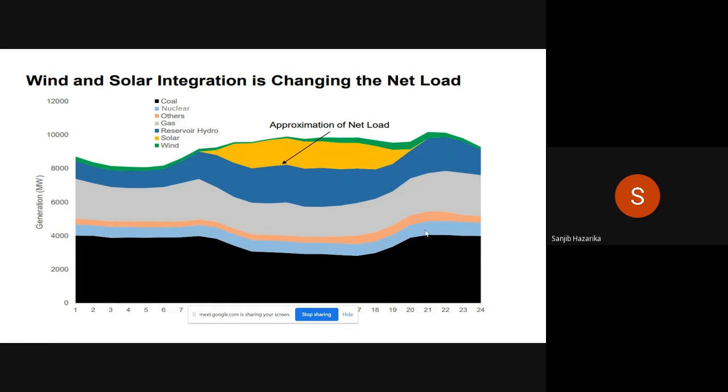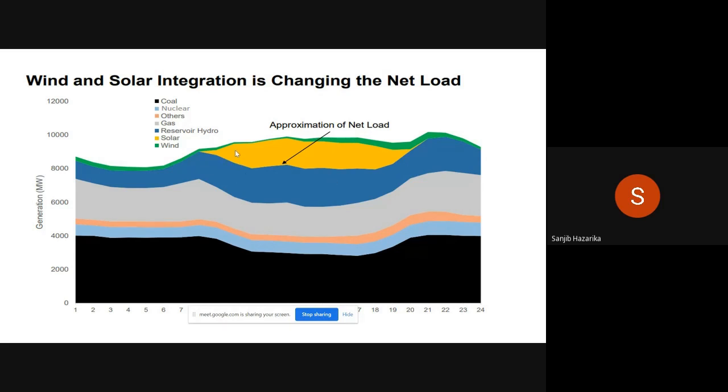The second one is nuclear. The third one is maybe some other plants, small power plants, diesel engines, all that stuff. Then the gas-based power plant is one of the major contributors to overall power generation. And then the hydropower plant that's producing electricity.